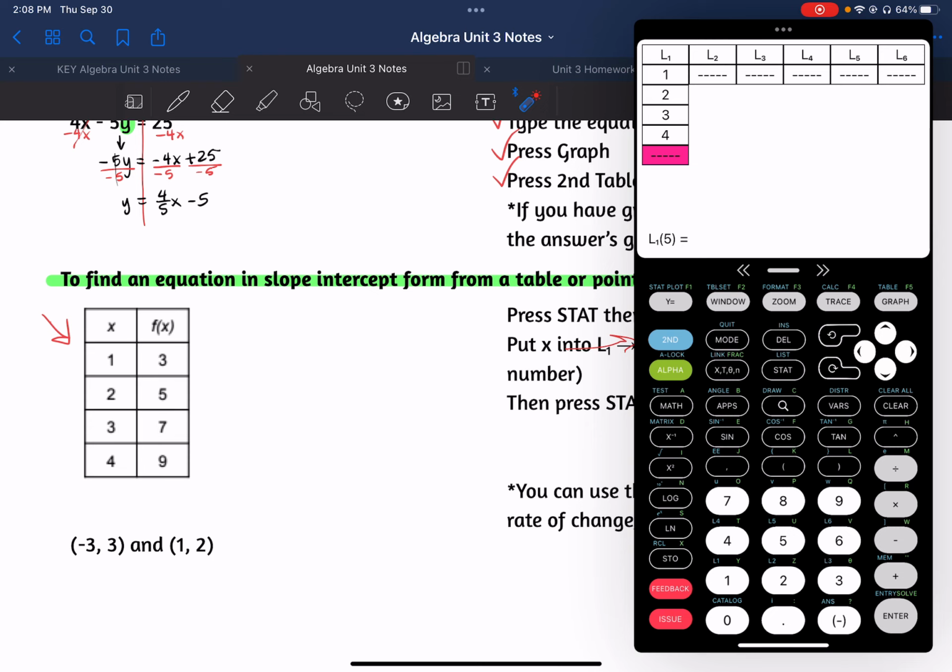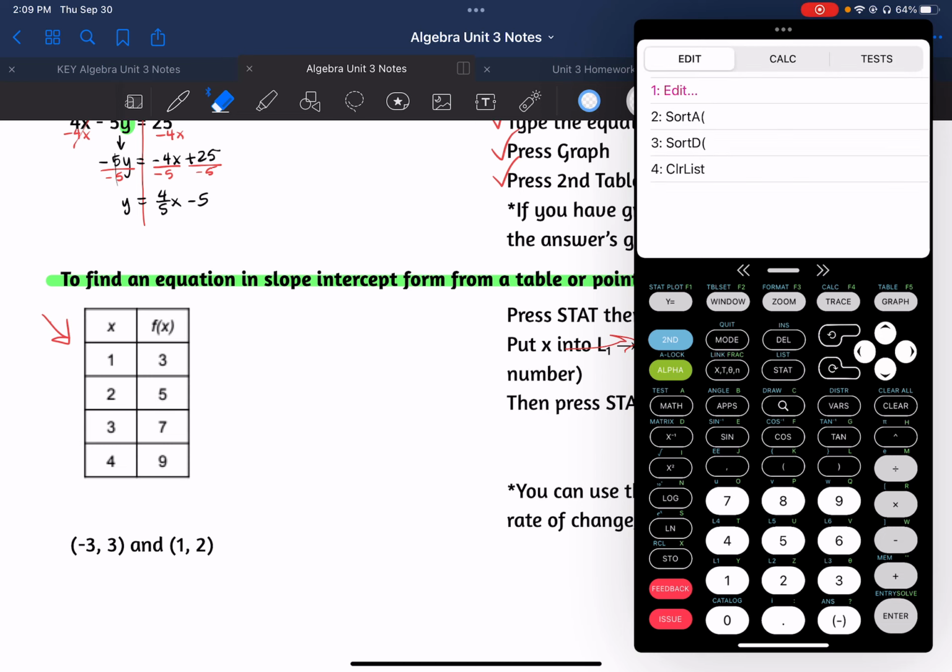I'm going to hit this little arrow button to go to the right. Now 3, enter. 5, enter. 7, and 9. All right, cool. Now that I have all my x and y values in here, what do I need to do next? Remember, you need to hit stat again.